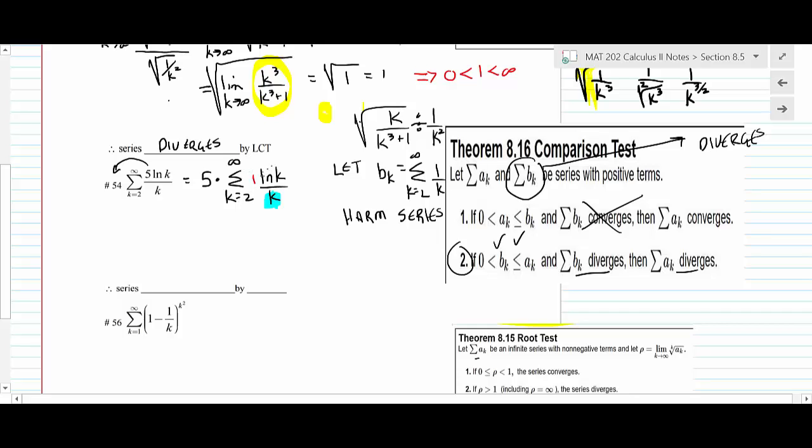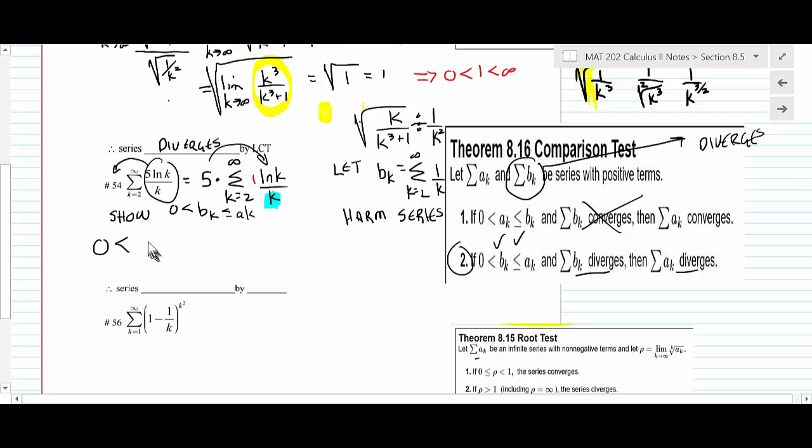So I'm going to just say a sub k. I'm going to go ahead and put the 5 back in. It actually doesn't matter. I just want to do that, I think. So I'm going to go back to the beginning, and we're going to try to show that 0 is less than b sub k is less than or equal to a sub k. Okay, so we have 0 is less than b sub k.